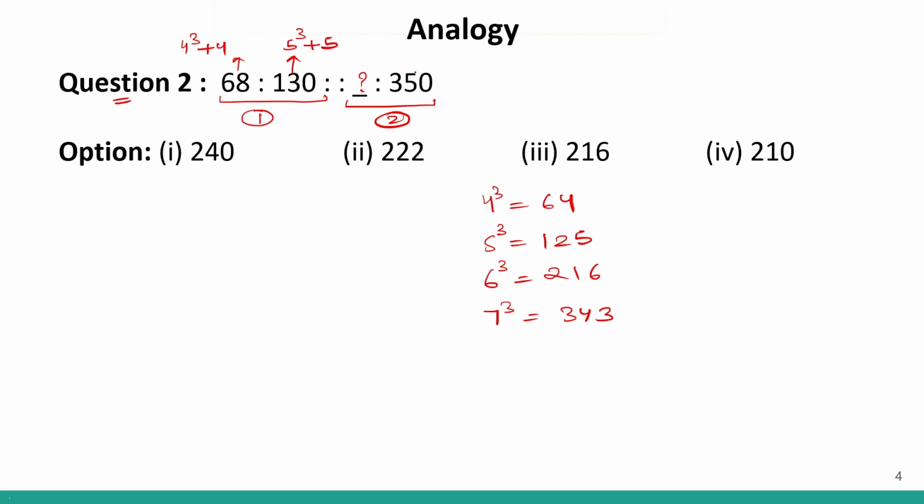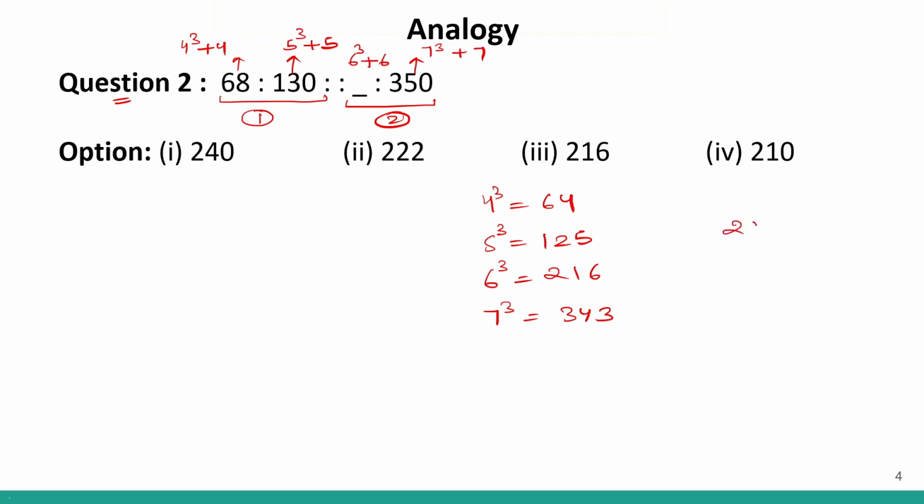Correct? Similarly, over here, 350. If I add 7 cube and 7, 7 cube is 343, and if I add 7 to that, I will get 350. So now can you see a pattern? Basically, we are taking a number, cubing it and adding the same number. Then we move on to the next number, cube it and add the same number. So in the missing term, I will get the cube of the previous number plus I will add this.